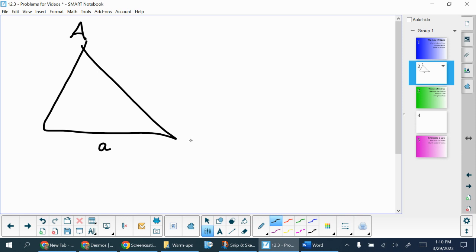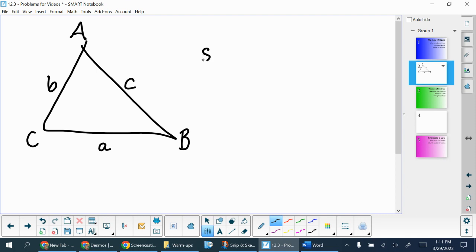When we use capital letters, we are always referring to the angles of a triangle. So angle A would be this angle, B would be this angle, C would be this angle. And the lowercase letters are going to be the sides that are opposite. So from angle A straight across is side a. From angle B straight across is side b. From angle C straight across is side c.